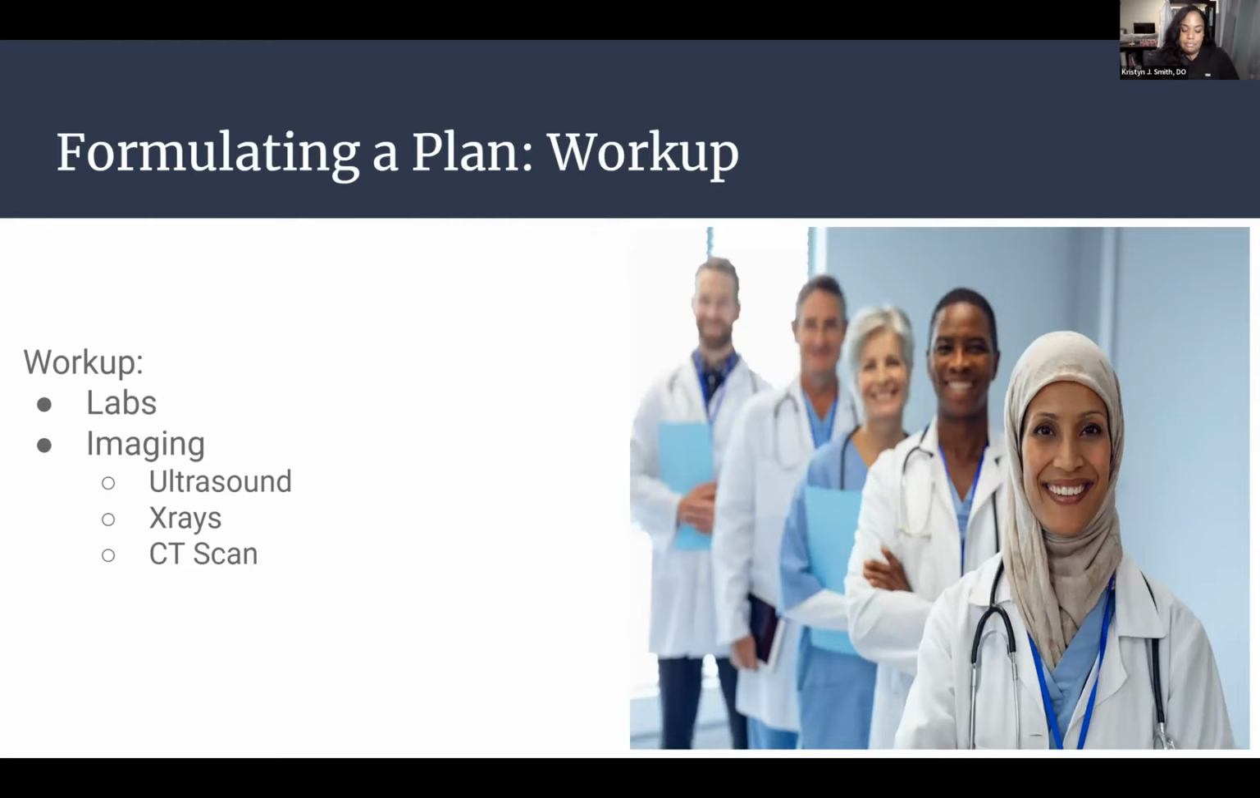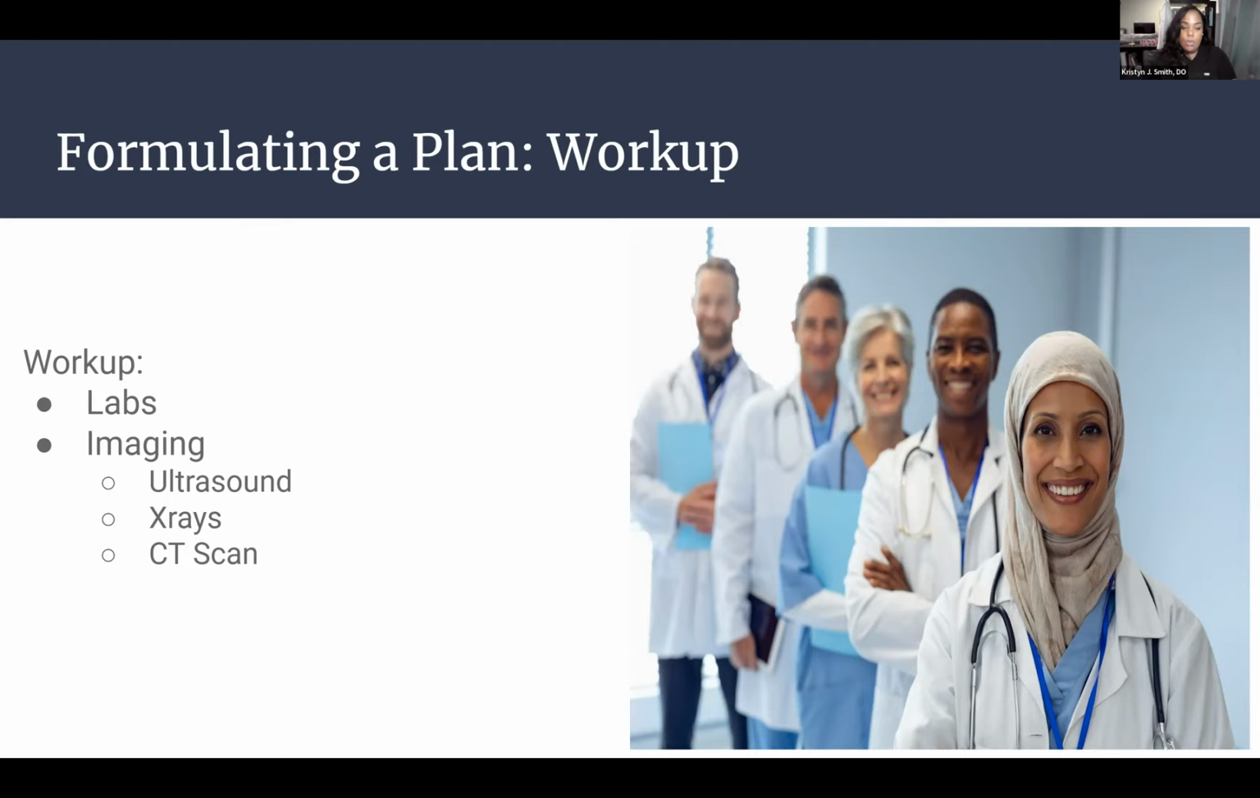So now that you've performed a thorough history and physical exam on your patient, hopefully you have a plan for how you want to work up the patient to diagnose and treat the patient. So in the emergency department, a key to coming to the correct diagnosis is, again, starting off with that broad differential and using a funnel technique where you start off with a broad differential and then you start to narrow things down and determine what's going on with the patient.